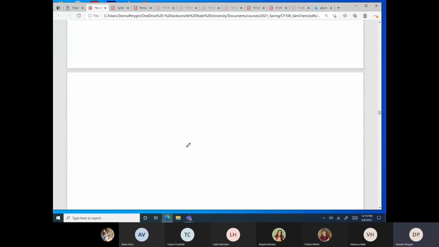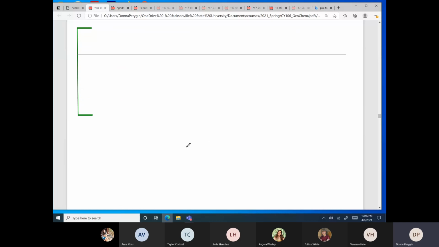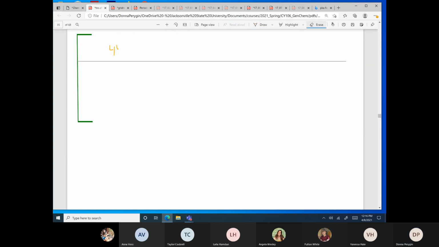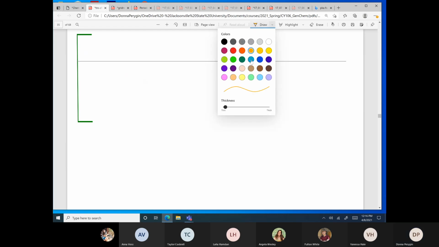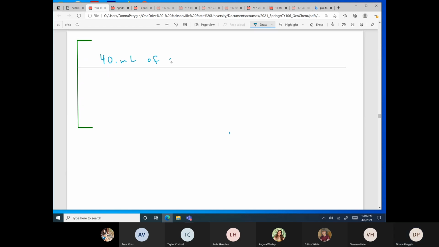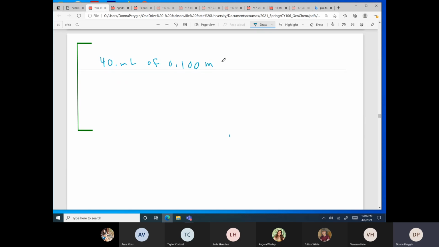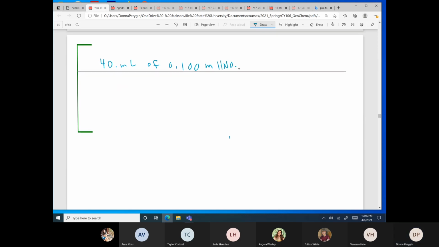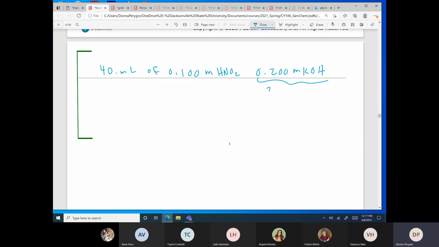I'm just going to go ahead and work this problem as best I can, because this is an entire problem in and of itself. The equivalence point occurs when the amount of acid and base are equal. So let's figure out how much we have. We have a 40 milliliter sample of 0.100 molar HNO2 that is titrated with 0.200 molar KOH. We don't know how much KOH was added, so in part A we're asked how much is needed to reach the equivalence point.